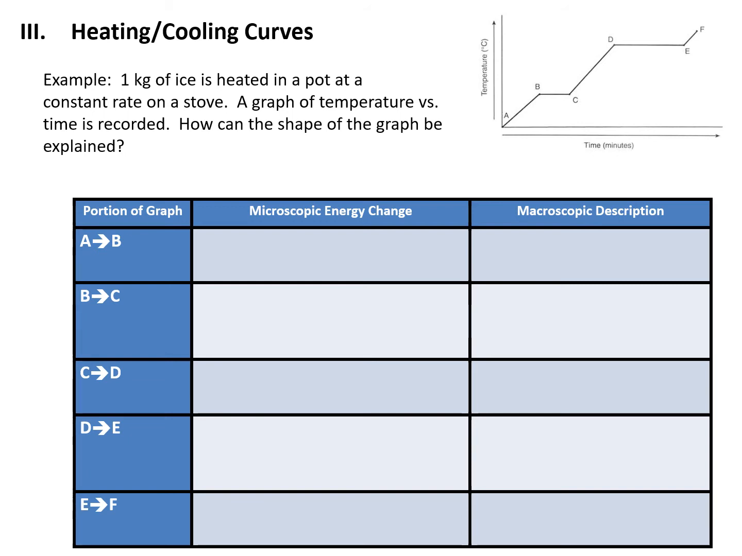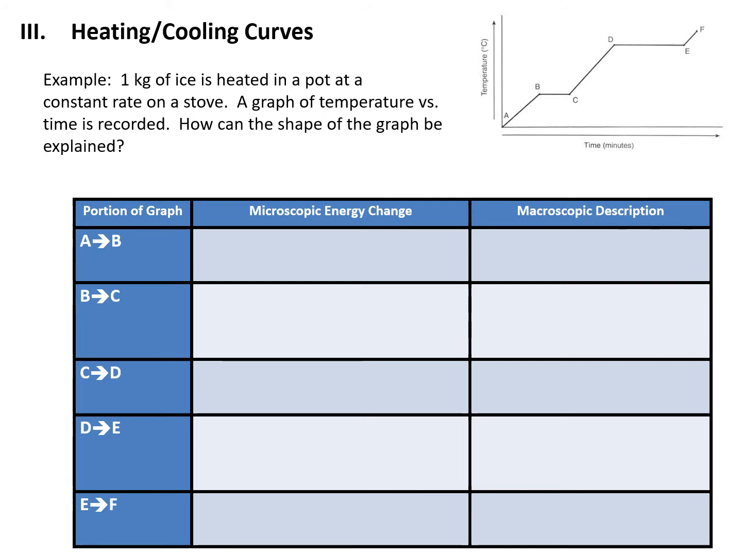What is the meaning of these flat portions that follow the slope portions? Let's take a closer look at each segment of the graph. So we'll start with the segment AB. Now we'll take a look at how we would describe the change microscopically in terms of what's happening with the particles themselves, and we'll also take a look at how we would describe the process macroscopically.